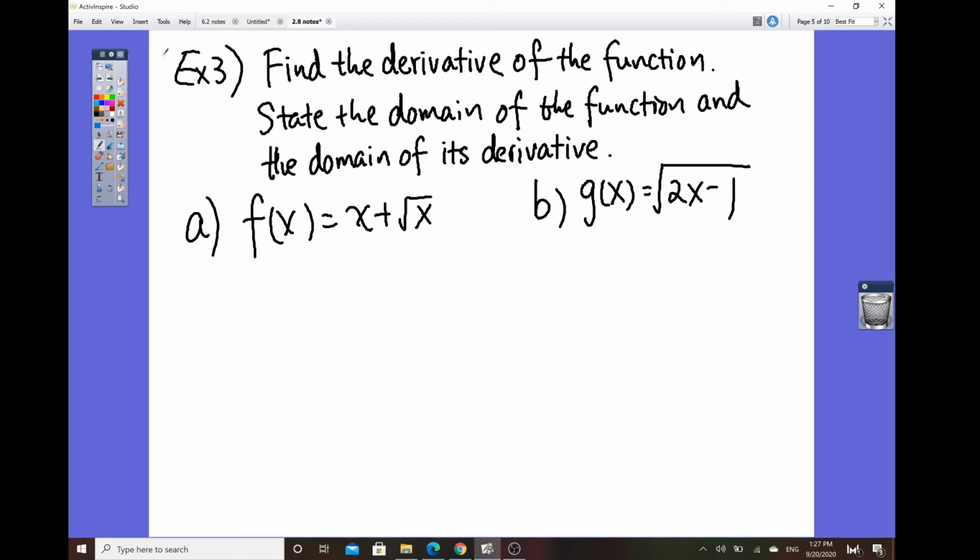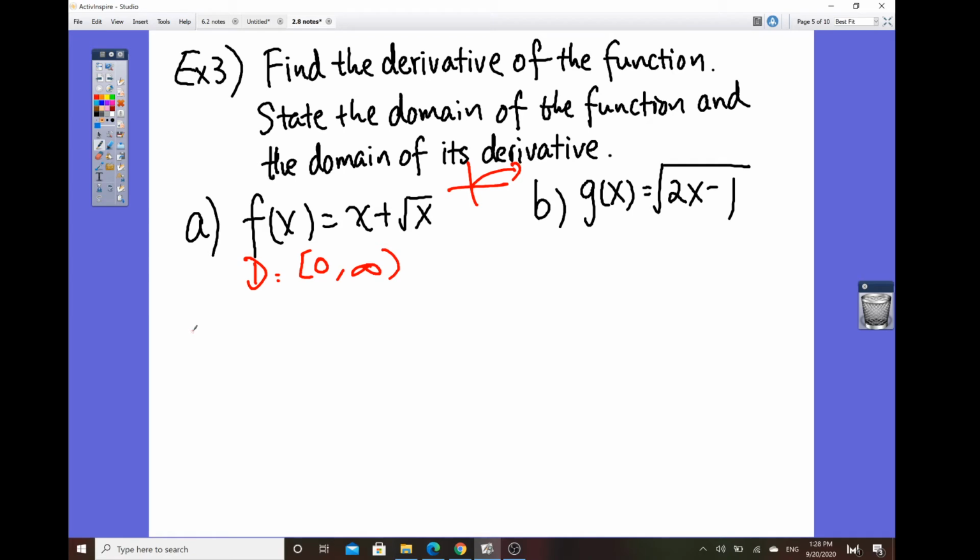Find the derivative of the function, state the domain of the function, and then the domain of its derivative. Well, the domain for the function here, as you can see, is a combination of linear and square root. One thing that we notice is that a square root is always considered a half sideways parabola. So the derivative, we're going to find out later, but let's find the domain first. The domain for this one, I would say, is from 0 to infinity.